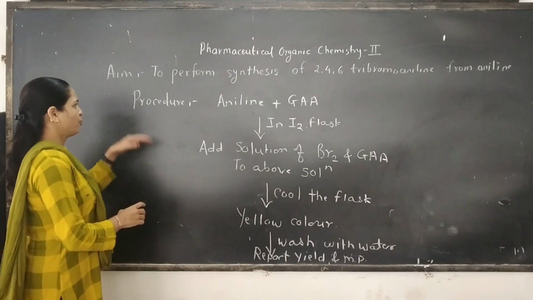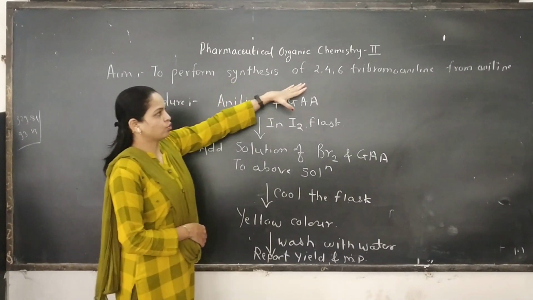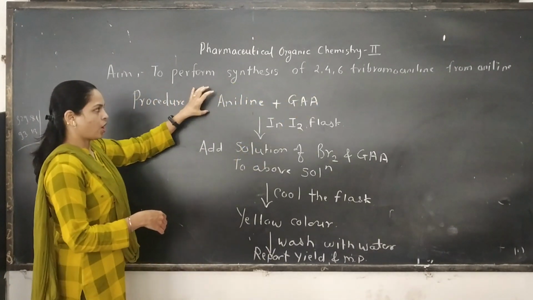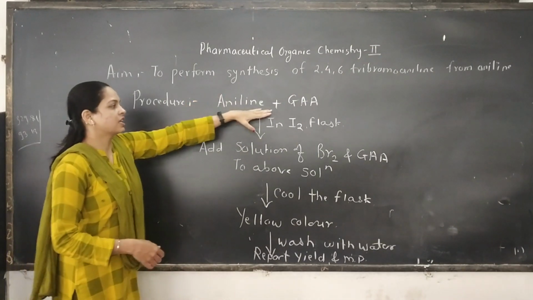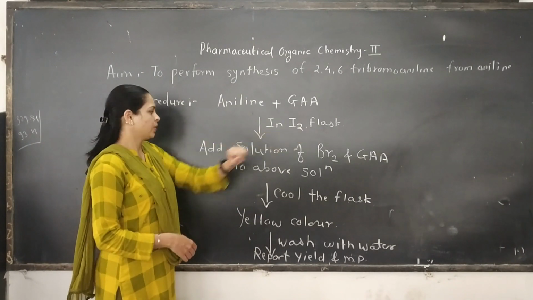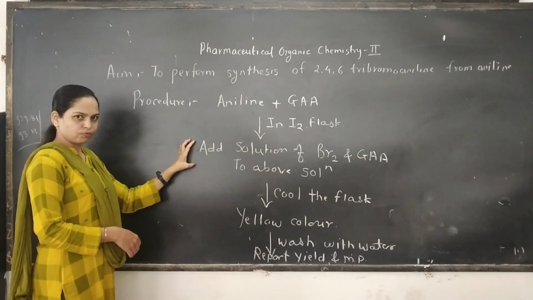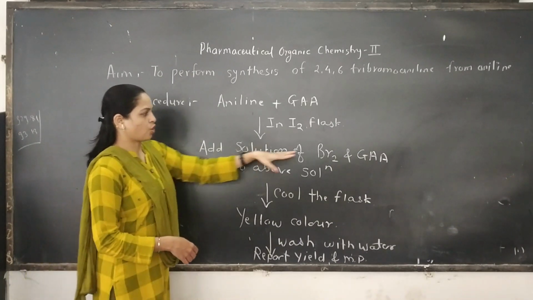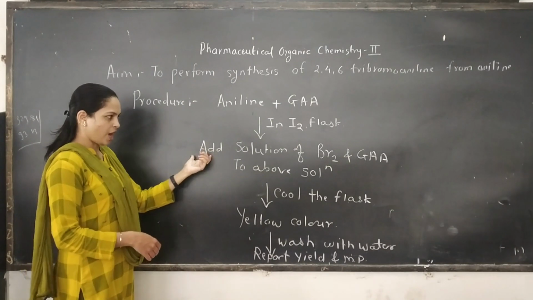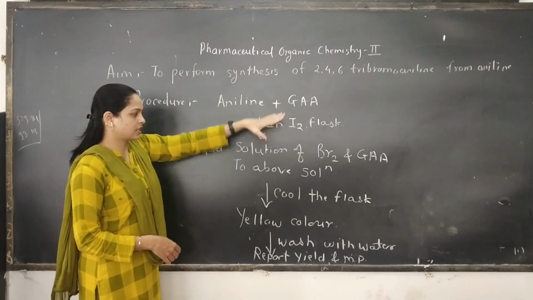Students, now we will see the method or procedure for the synthesis of 2,4,6-tribromoaniline from aniline. First of all, you have to dissolve the aniline in glacial acetic acid. This mixture you have to take into the iodine flask. After preparation of this solution, in another flask, you have to prepare a solution of bromine in glacial acetic acid.